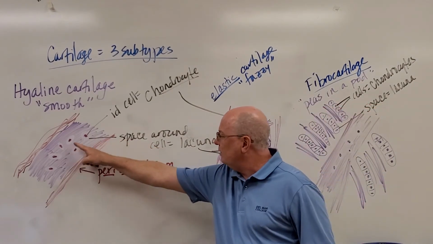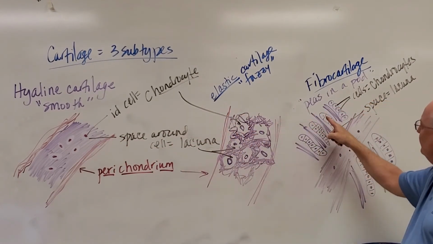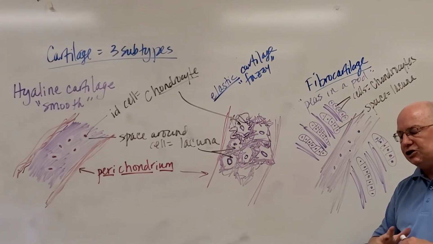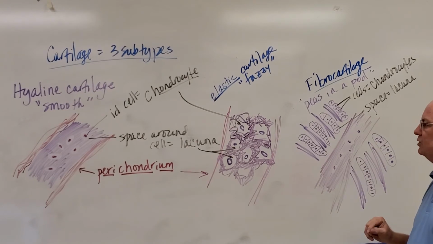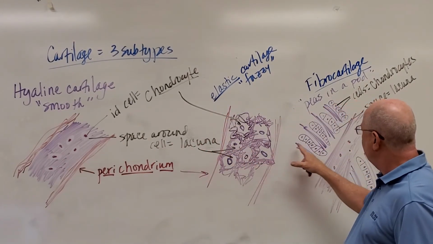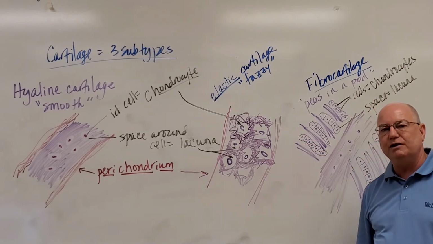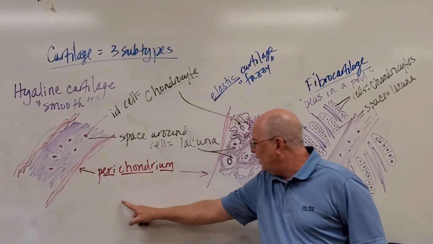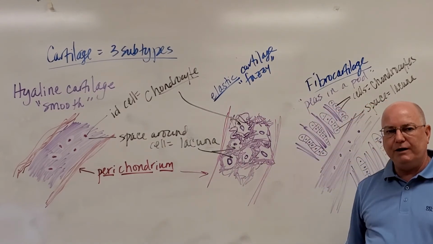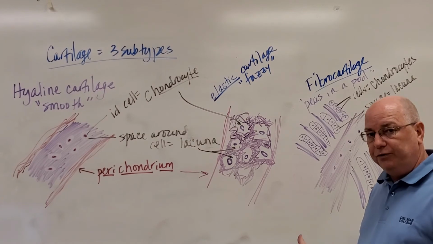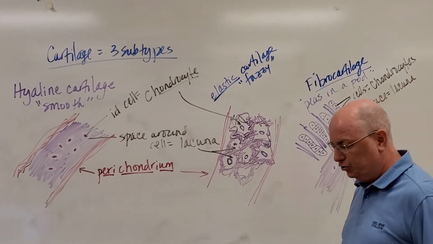ID the cell, ID the cell, ID the cell. Always a chondrocyte. There are chondroblasts, but we're not going to recognize the difference at this point. ID the space surrounding the cell, ID the space around the cell, or ID the space that the cell lives in, lacuna. ID the membrane, perichondrium. So, I hope you found that helpful, and at least trying to understand the tissues.